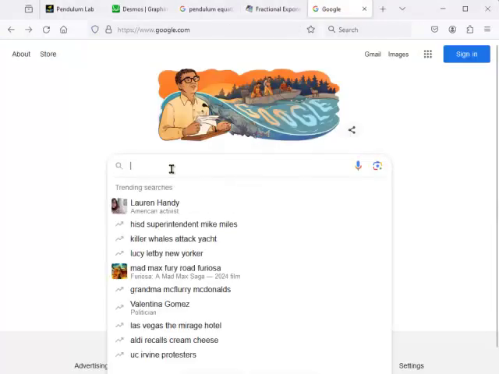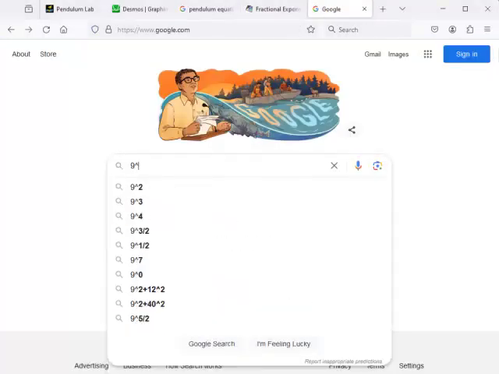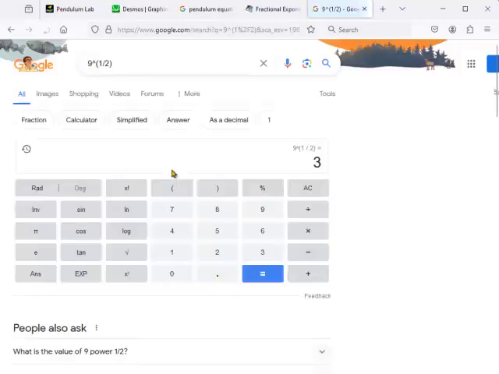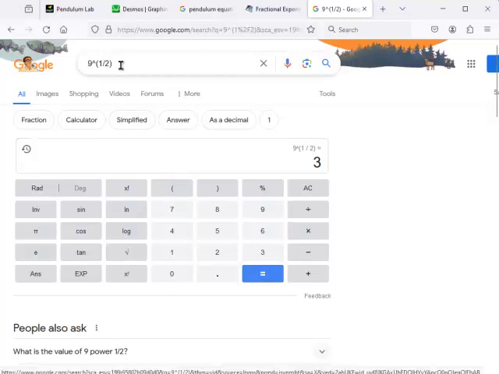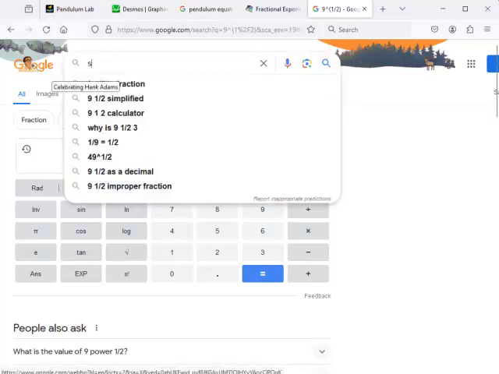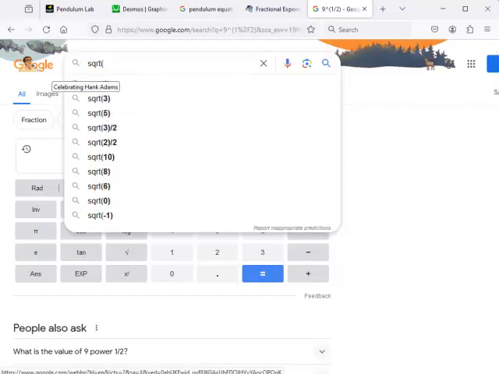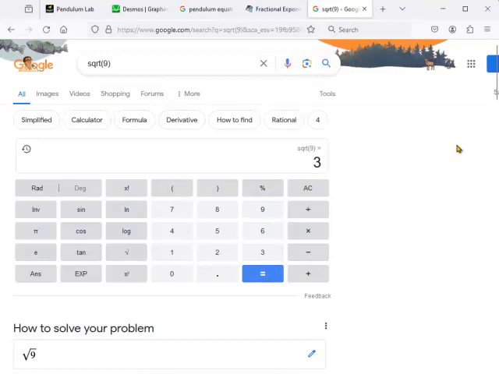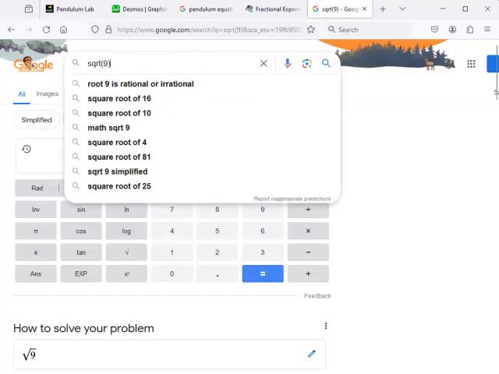I'm going to show you that. Google, by the way, is pretty good calculator. So 9 to the 1/2 power, the square root of 9 is 3, and there it is. That's the same as the square root. I can also rewrite this as SQRT 9, and there it is again, 3.